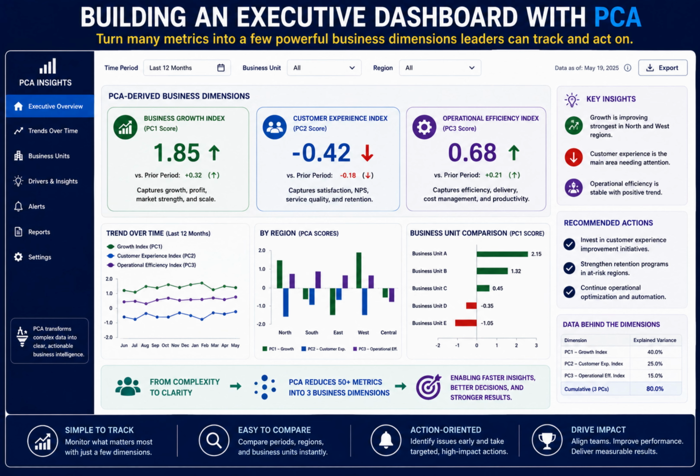These dimensions can be monitored over time, compared across regions, business units, or product lines, and connected directly to recommendations and actions. The result is a dashboard that is simpler, easier to understand, and far more actionable. This is where PCA moves beyond analysis and becomes a practical decision support tool. Now that we've seen how PCA results can be presented, let's discuss the most important step of all: interpreting what those components actually mean.